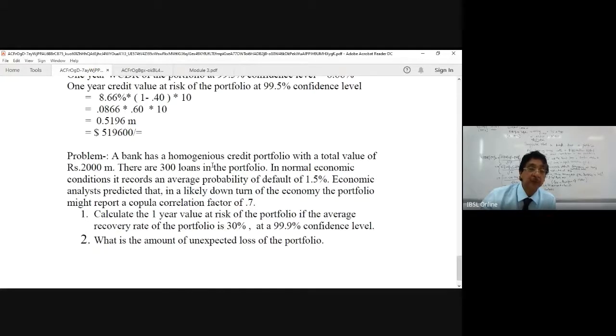A bank has a homogeneous credit portfolio with a total value of rupees 2000 million. There are 300 loans in the portfolio. In normal economic conditions, it records an average probability of default of 1.5%. Economic analysts predicted that in a likely downturn of the economy, the portfolio might report a correlation factor of 0.7. Now calculate the 1 year value at risk of the portfolio, if the average recovery rate of the portfolio is 30% at a 99.9 confidence level.